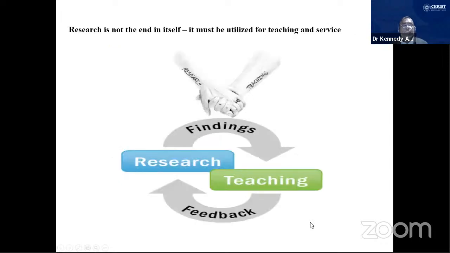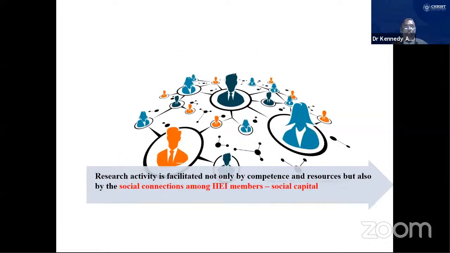Well, having said that, research is not the end in itself. It must be utilized for teaching and service. That's where the blend comes. So findings of research should be blended into teaching, and that should allow you to give feedback. So when this happens, it allows you to build something called social capital. Okay, so research activity happens from the social connections among the community, who become members of this community of inquiry. Okay, and that is built by competence and resources that are available, and that forms social capital. So teaching is not just taking a content and going in. There are much larger things that we need to think about.